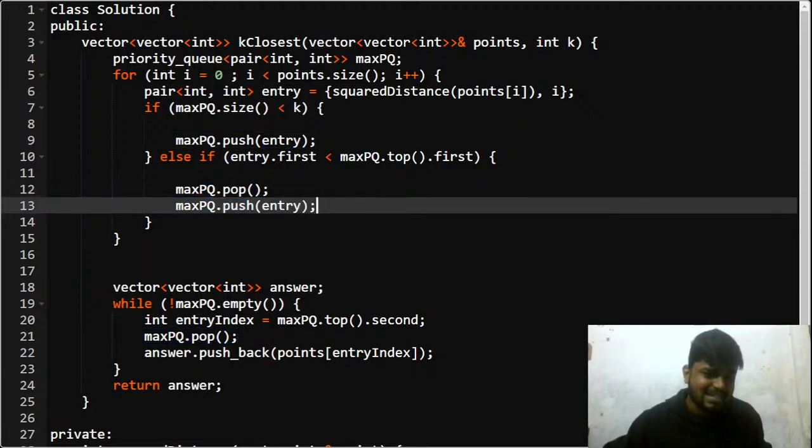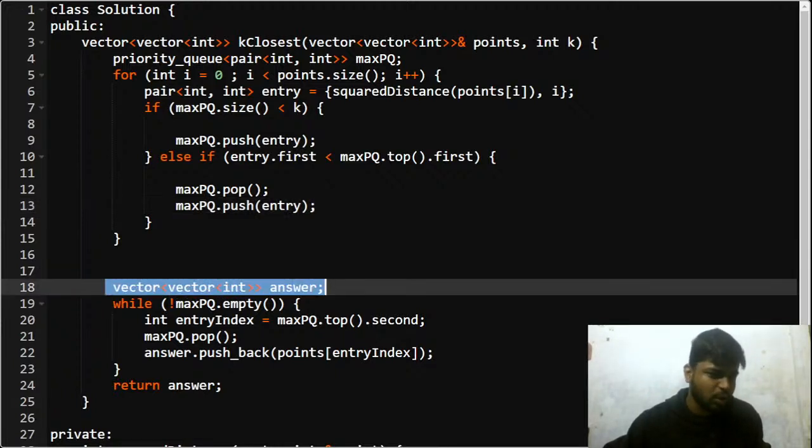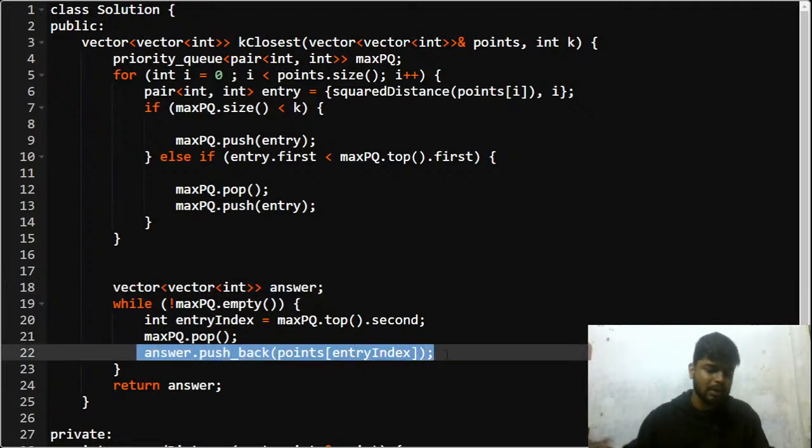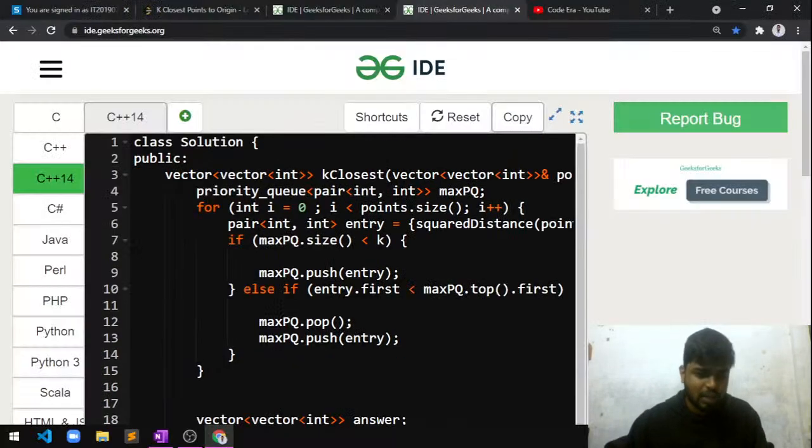Once I'm done with that, I'll declare a vector of vector int. This max heap will now contain only the k closest elements from the origin, and in this way I can store all these elements in descending order. So all the k closest points will be stored in descending order. This is how it will be working.